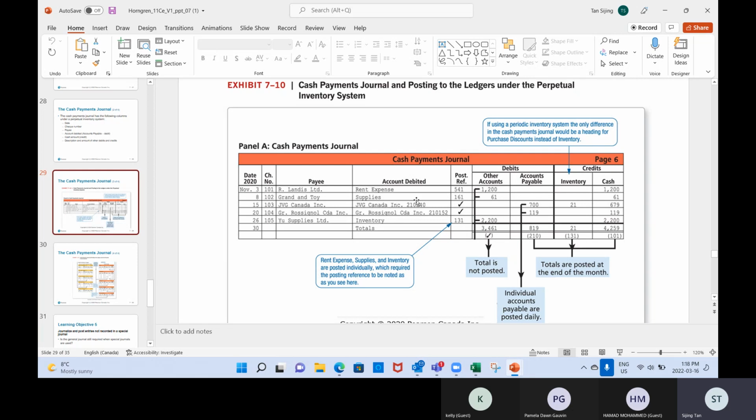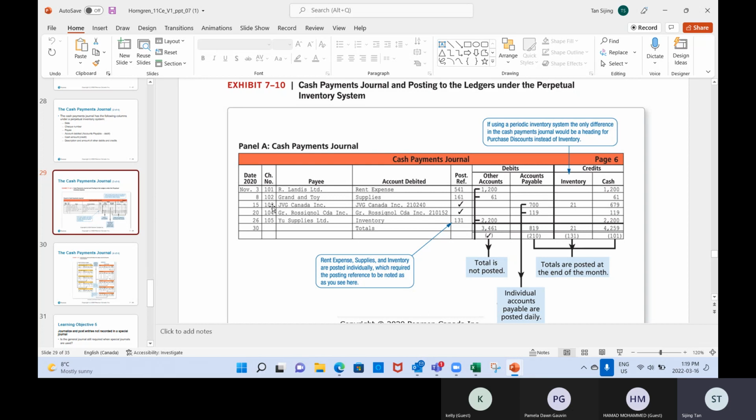This is the account number. If you don't have it, don't worry about this. Post reference, you don't need to worry about either, because it comes from journal entries you have posted before. The rent expense falls under account number 541, so we put that in there, but during your exam, no worry about that. Then, because this amount is a cash payment, we put $1,200 on the credit side under cash. Our debit is accounts payable, but because it's specific to rent expense, we put it under other accounts.